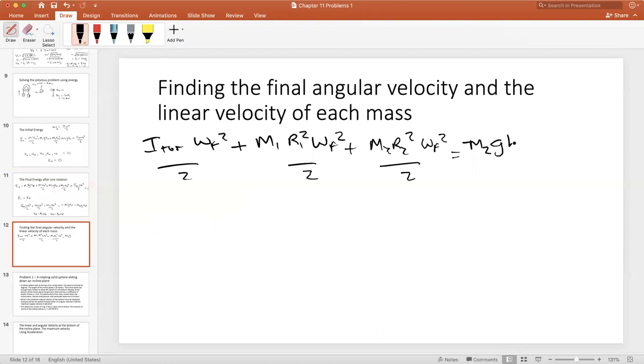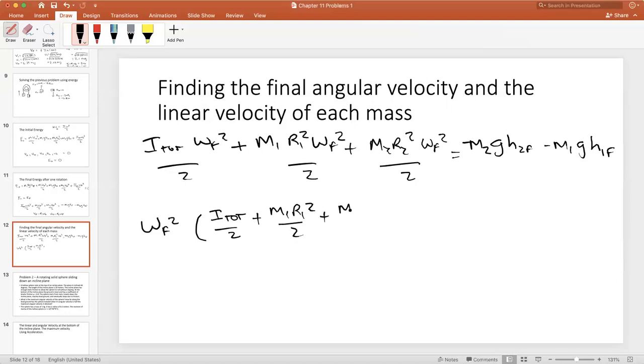M2 G H2 final minus M1 G H1 final. Remember, they both have negative signs. But I know H2 final is negative, so I'm going to put that term first for now. On this side, I'm going to collect terms. I get I total over 2 plus M1 R1 squared over 2 plus M2 R2 squared over 2 is equal to still M2 G H2 final minus M1 G H1 final.